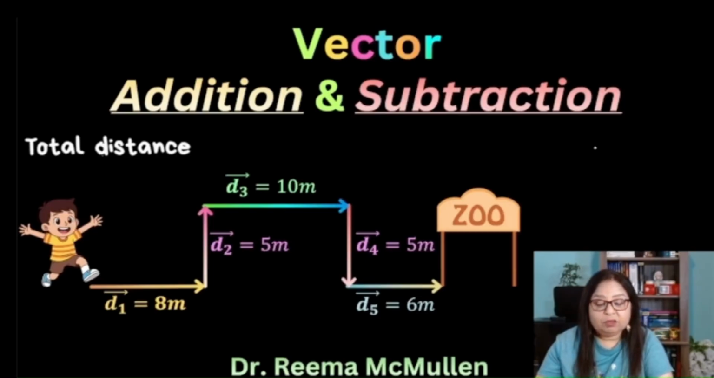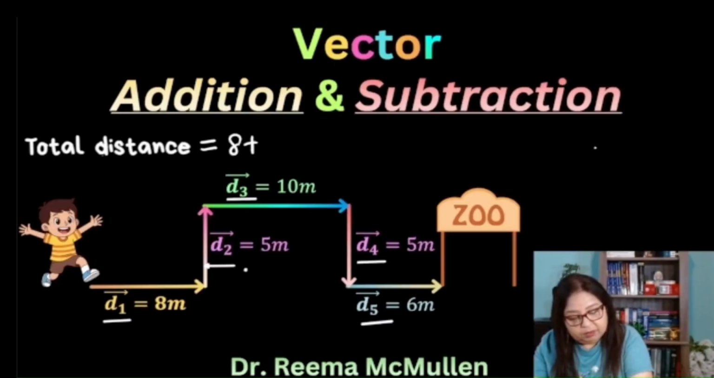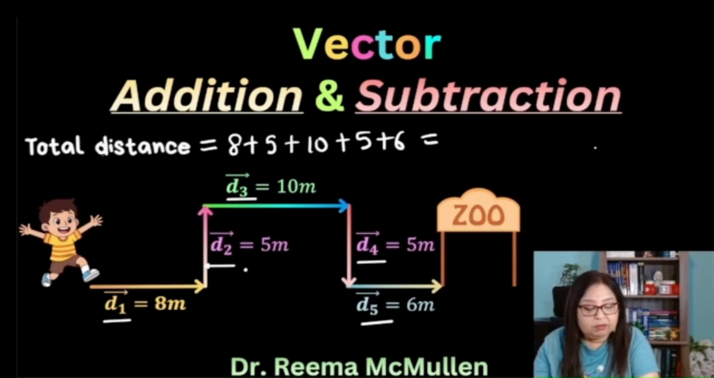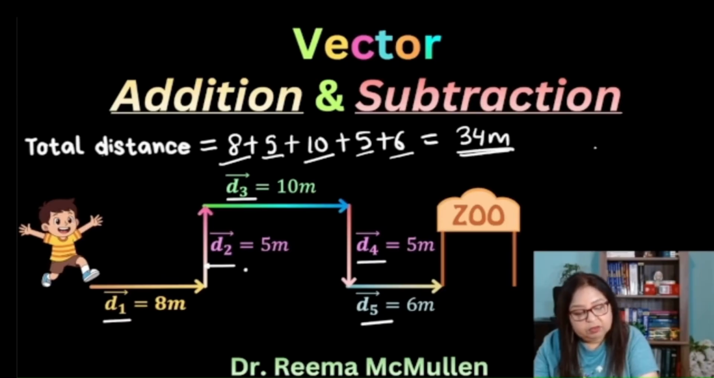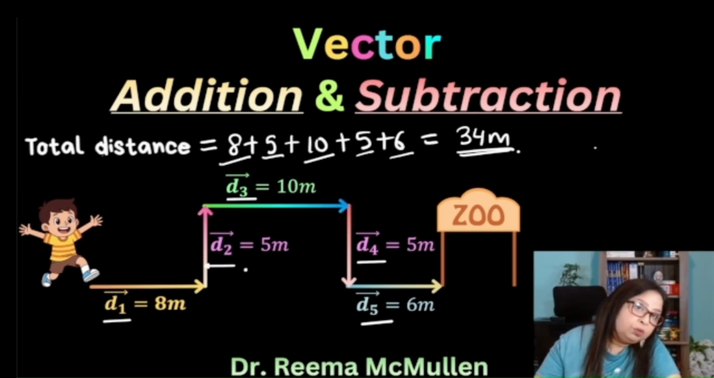So here in this case, the distance traveled will be the magnitude of D1 plus magnitude of D2 plus magnitude of D3 plus magnitude of D4 plus magnitude of D5. So that is 8 plus 5 plus 10 plus 5 plus 6. And what does this give us? 5 plus 5 is another 10. And that 10 and this 10 is 20. 28 here. 28 plus 6 is 34 meters. So Tom travels a distance of 34 meters to go from his car to the zoo.